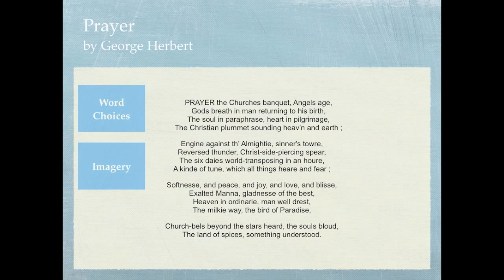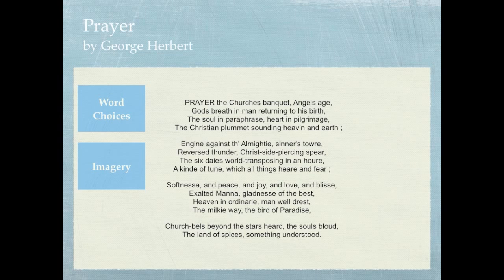The imagery here is really quite extraordinary. We see things like a church's banquet here in the first line, and you can picture a banquet, right? God's breath in man returning to his birth. I mean, that's a stunning image as well. A sinner's tower. There's a picture there that you get. Reversed thunder. And here's a powerful image, Christ's side-piercing spear here in the second stanza.